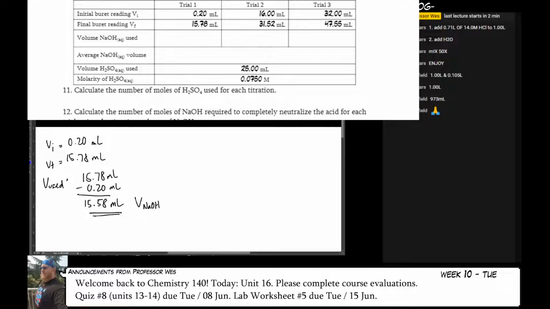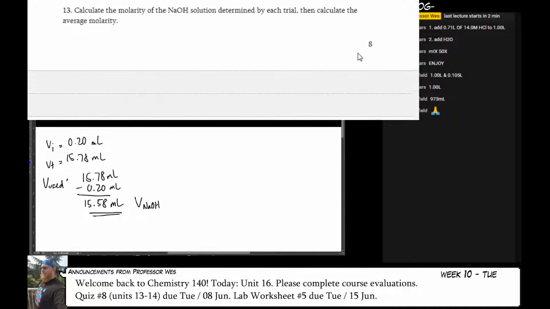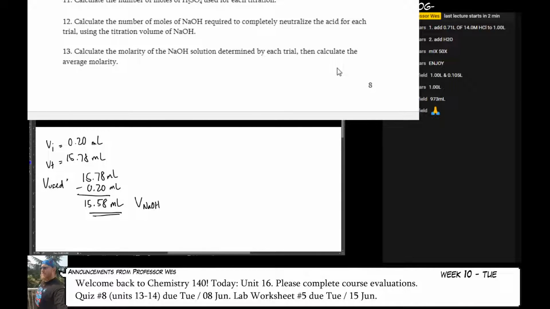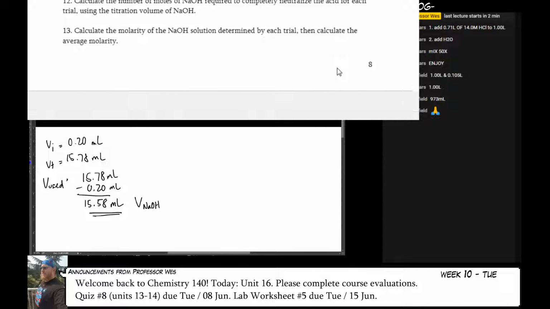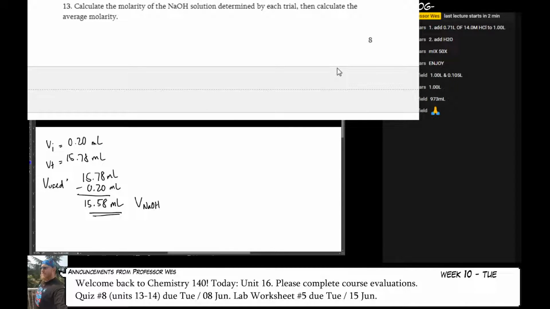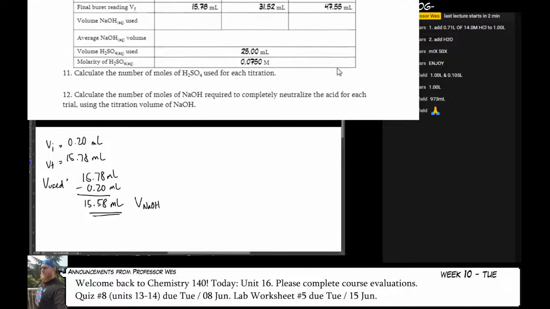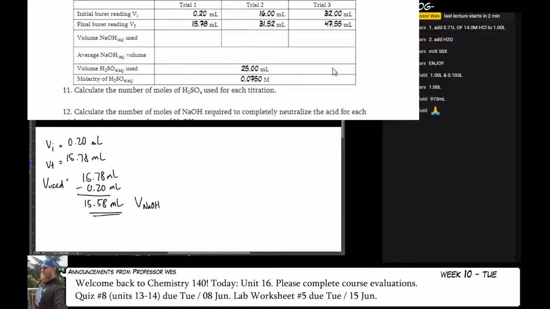Now, for this question, you do kind of have to look ahead to see what it's asking you to eventually do. Because on question 13, it says calculate the molarity of the sodium hydroxide solution determined by each trial, and then calculate the average. So we're going to figure out the molarity of trial 1 by doing this. Now, I have told you that the reaction uses 25 milliliters of 0.0750 molar sulfuric acid.